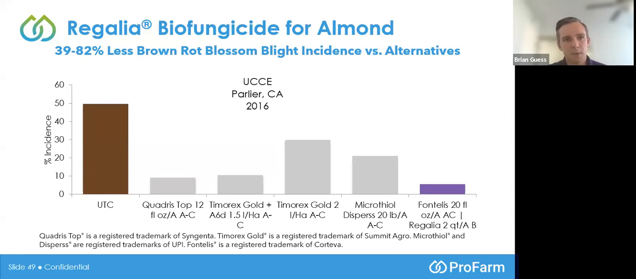So this was not a tank mix of Regalia. This was in a rotational program. And the Fontelis and Regalia rotational program delivered just as good control as your Quadris Top or your Luna Experience application.